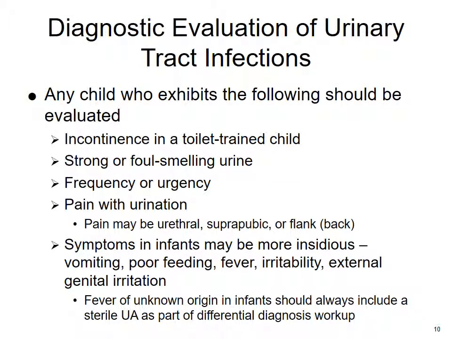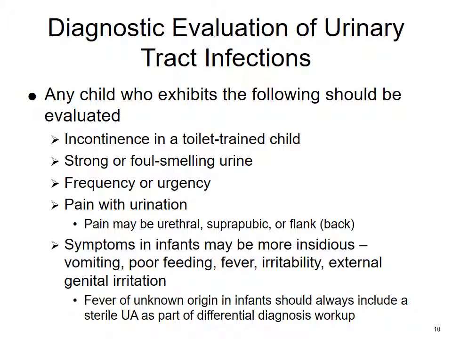So any child who exhibits any of the following symptoms should be evaluated for a possible UTI: urinary incontinence in a toilet-trained child, strong or foul-smelling urine, urinary frequency or urgency, pain with urination, and that pain can be urethral, so it could be described as their private is burning, it could be suprapubic, it could manifest as lower abdominal pain, or it could be in the flank over the kidney area, so pain in their side or back.